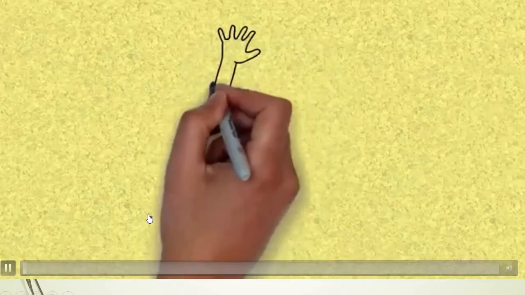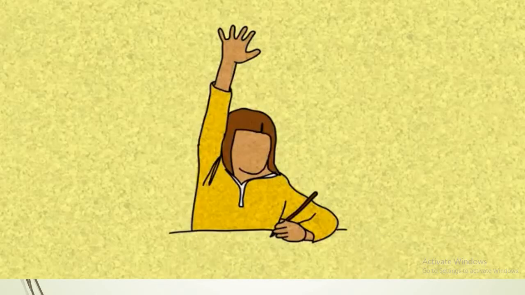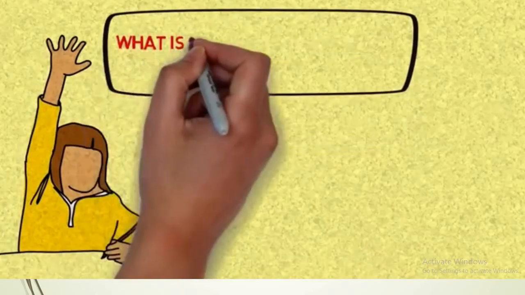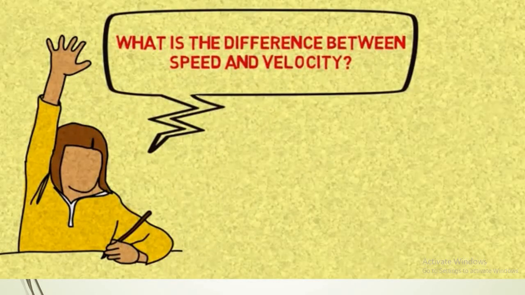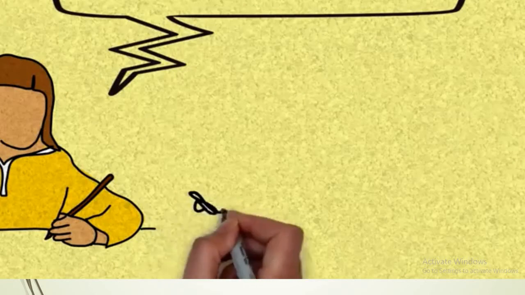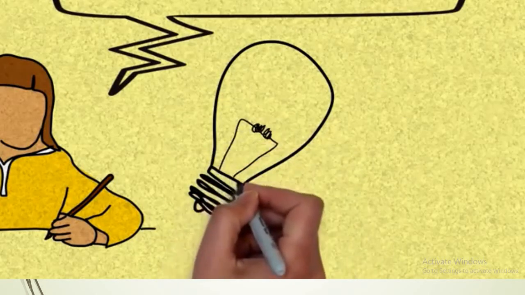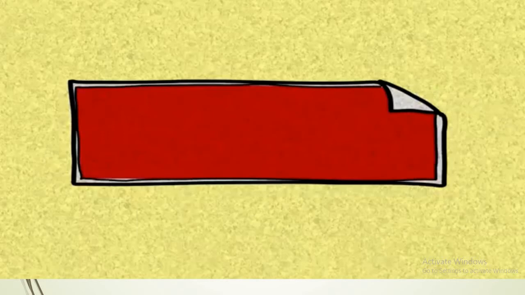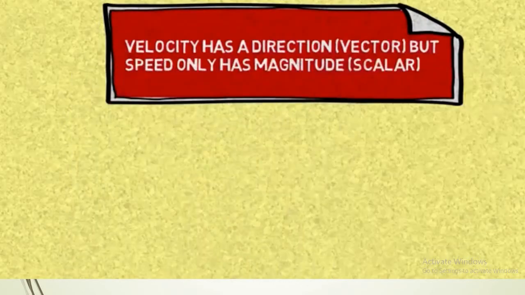Today I'm answering an email that I got from a young physics student. The question is, what is the difference between speed and velocity? That is an interesting and excellent question, because I too at some point thought they were the same thing. Basically, the difference is that velocity has a direction while speed does not.